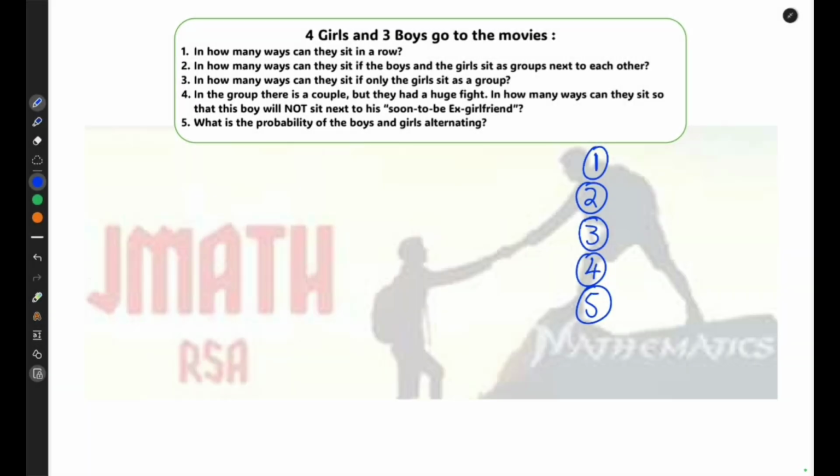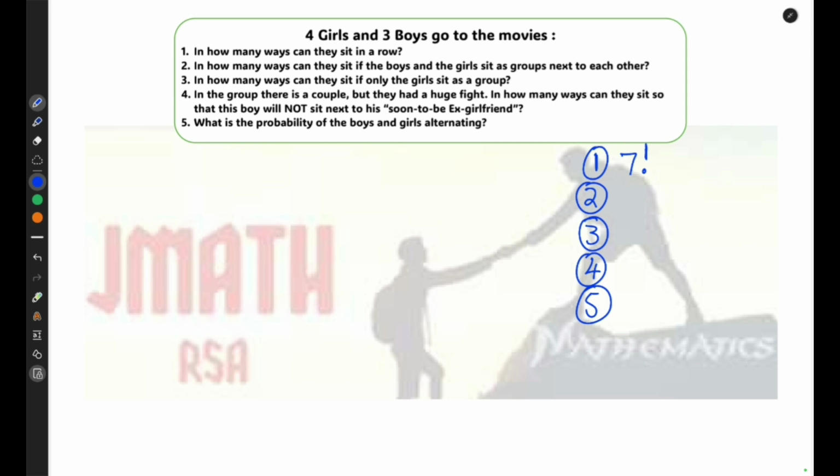So the next question: 4 girls and 3 boys go to the movies. In how many ways can they sit in a row? Now, with the first question, they did not specify boys or girls, and I can just see them as 7 people. So the answer to this question would just be 7 factorial. Because remember, if they all stand in a queue next to the line where they need to sit, then one person will sit on the first seat, but there's 7 possible people that could have sat there. So 7, then 6 times 5 times 4 times 3 times 2 times 1, and that is just 7 factorial.